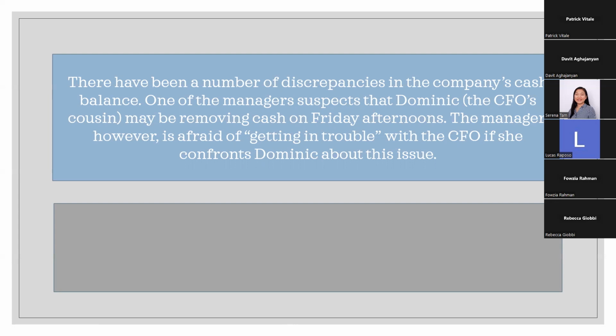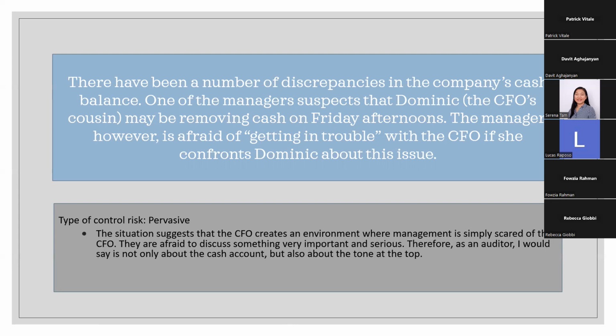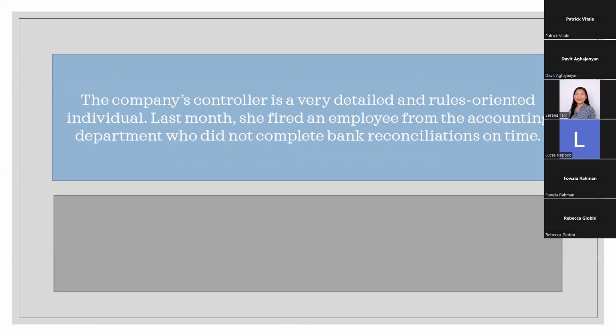Okay, I think it's pretty straightforward. When we're talking about the C-suite, CFO, CEO, management, if they have a lot of impact on the situation, it means that they're touching many accounts, and that's pervasive. So that will increase or decrease the control risk? Increase. Yeah, increase the control risk.